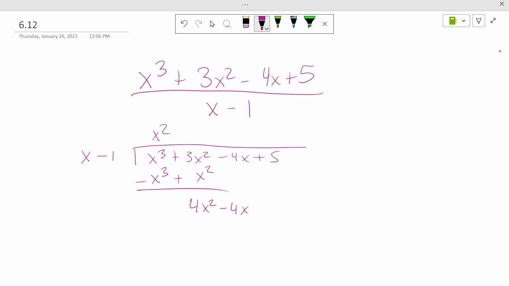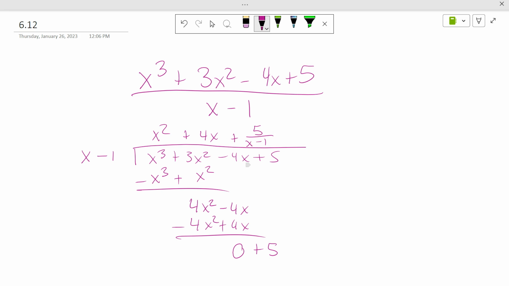What times x is 4x squared? 4x. So plus 4x. So if we distribute, we get 4x squared minus 4x. Change your signs in the bottom row, and then you add. You get 0 plus 5. What times x is 0? 0, so you can't do anything. And so you get a remainder of 5 over x minus 1.